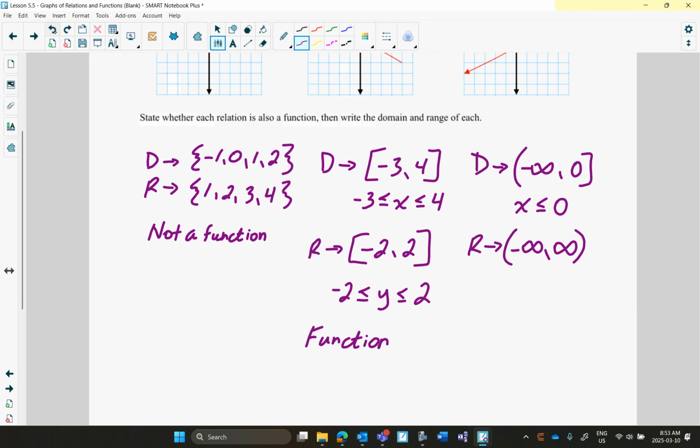Do you remember how to write this using set notation? It's the funky notation. Remember, we're going to use Y for range instead of R. Remember the two letters. E. Yeah, that's right.